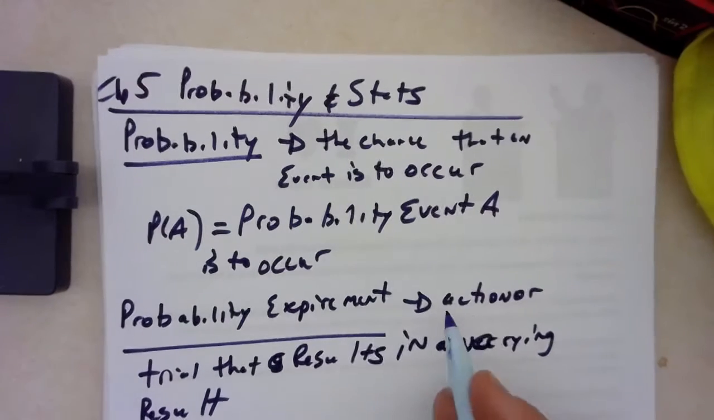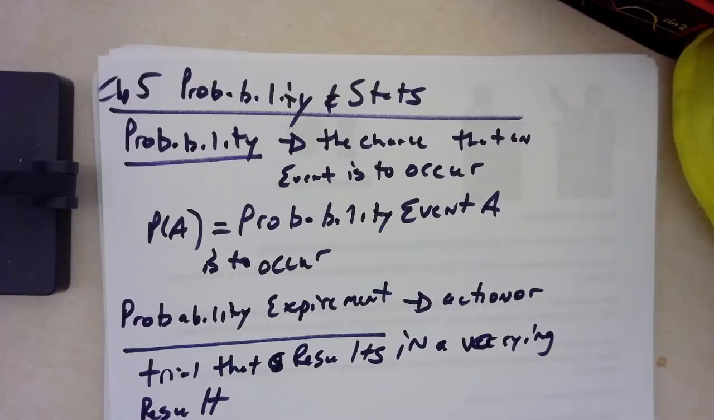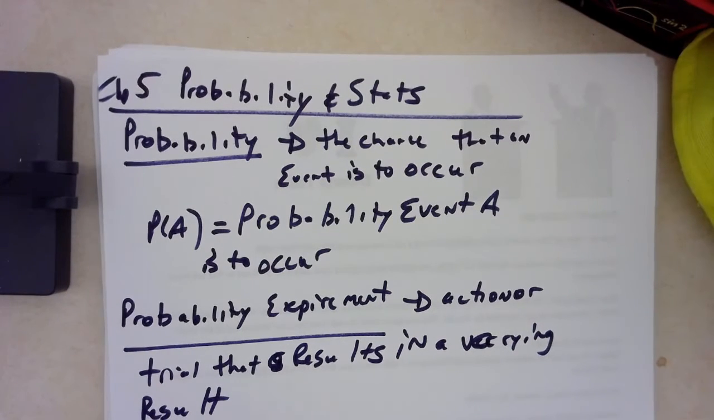An action or a trial that results in a varying result. Good. An action or a trial that results in a varying result. Exactly. The results are called outcomes.